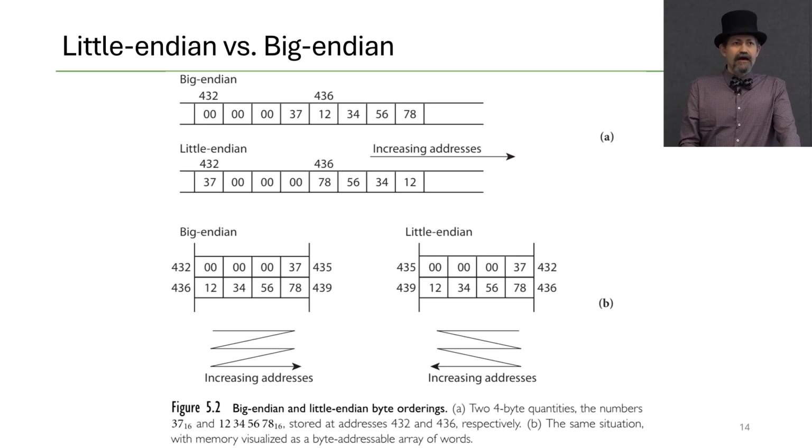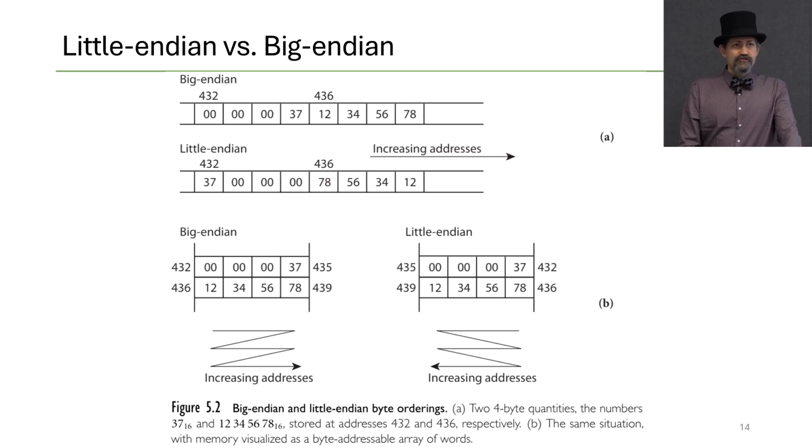On the other hand, if we have 12, 34, 56, and 78 as our 4 bytes, and these are hex numbers, we'll talk about hex in the next slide, then they'll be laid out again 12, 34, 56, 78 in the bytes.